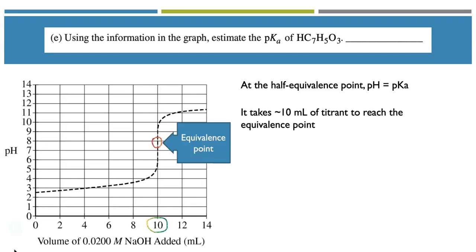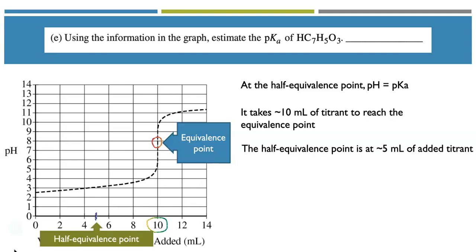Looking at the graph, we can see that it takes about 10 milliliters of the NaOH, the titrant, to reach the equivalence point. And we know that because that's where we have that really sharp rise at about 10 mils. That's our equivalence point. So the half equivalence point would be at about 5 mils of added titrant. So we need to know the pH at the half equivalence point, which is just over 3. So your answer for the pKa needs to be about 3.